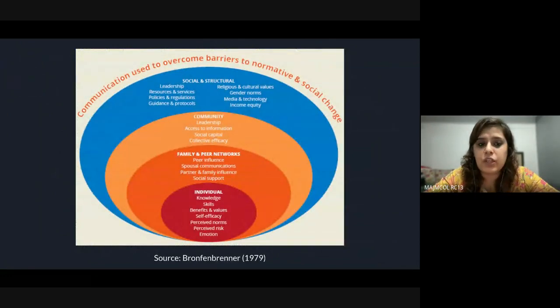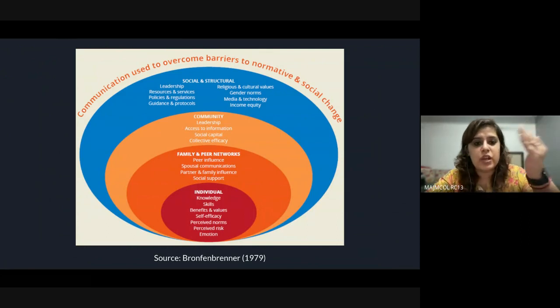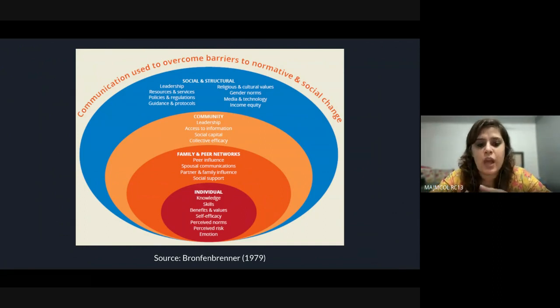So what kind of communication can we use to overcome these barriers? I will not go into the social and structural change, but at the individual level, we need to have communication strategies to bring about change at the knowledge level, the skills level, what kind of benefits and values we might have, what kind of norms we perceive, what kind of emotions we perceive.